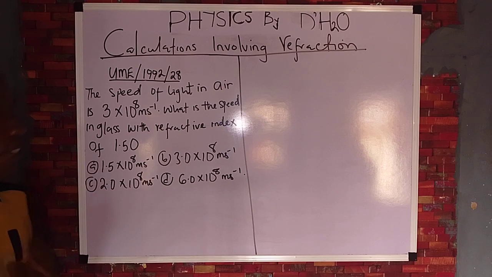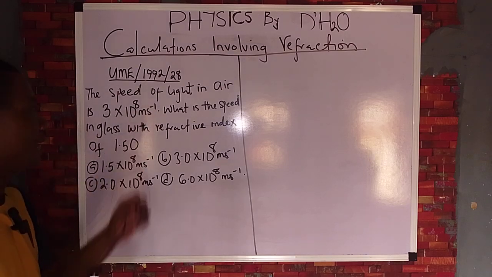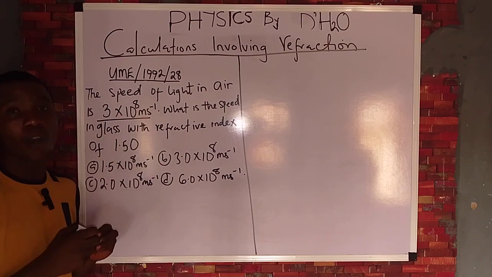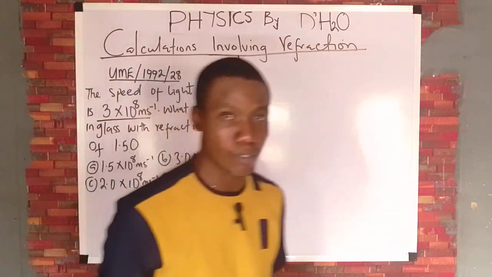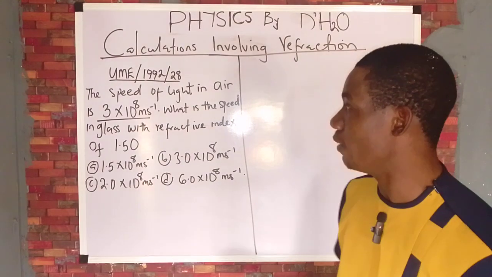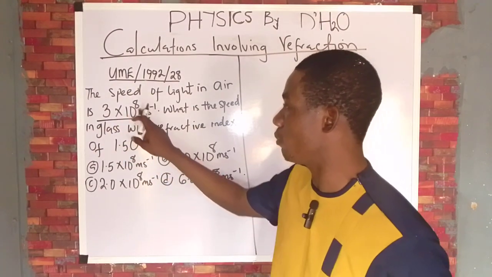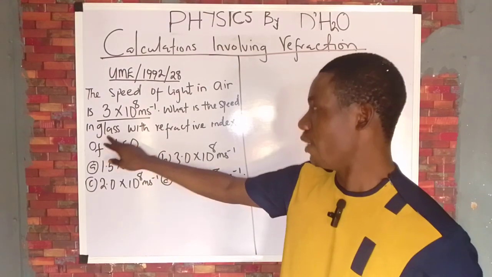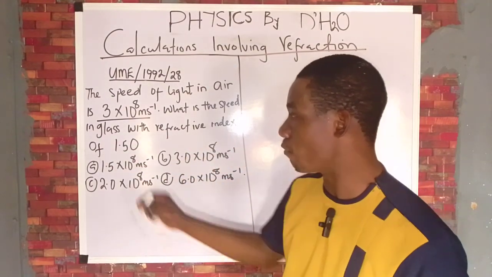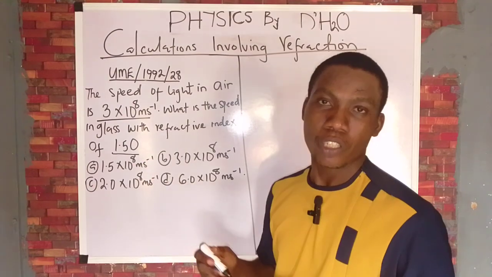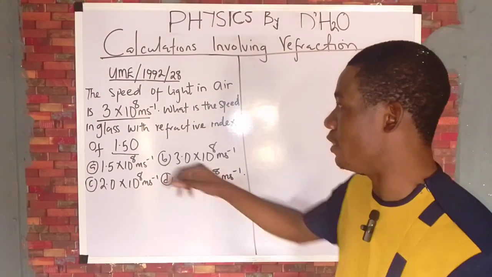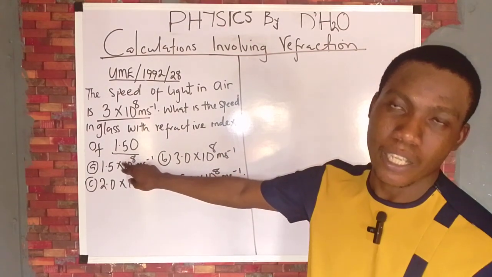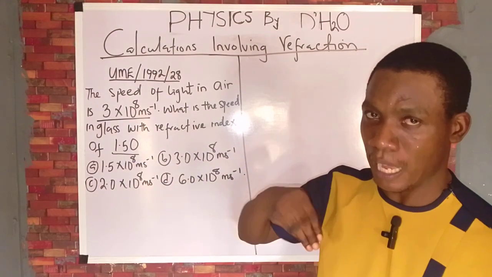Now, the question says that the speed of light in air is 3 times 10 raised to the power of 8 meters per second. Okay? The speed of light in air is 3 times 10 raised to the power of 8 meters per second. What is the speed in glass with refractive index of 1.5? The question is saying that if the speed of light in air is this, and this is the refractive index of the glass, what would be the speed of the light in glass?